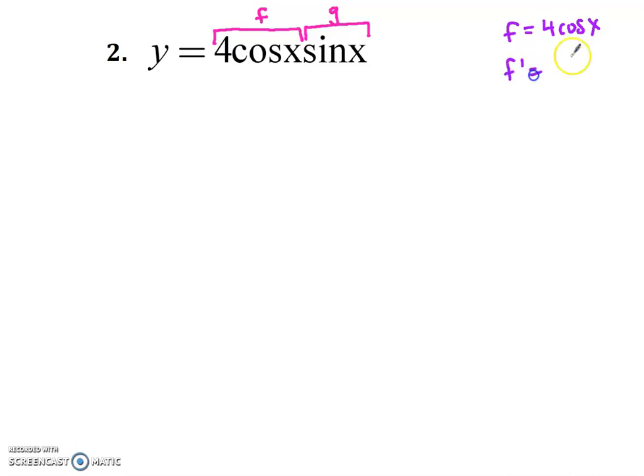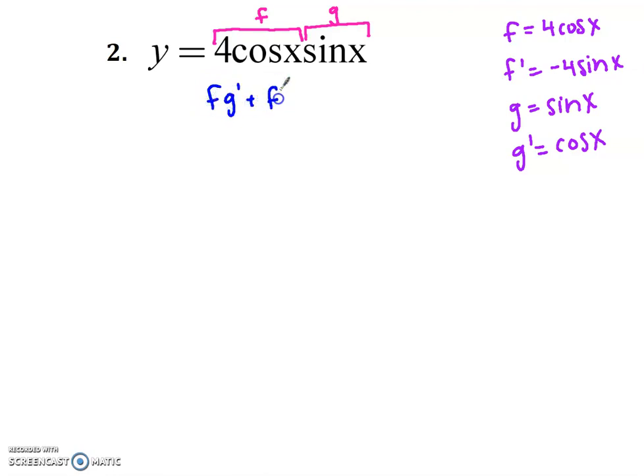And then f prime, that would be the derivative of this. So the derivative of cosine is negative sine. So that'll be negative 4 sine of x. Then for g, we're using sine of x. So then the derivative of sine of x is just cosine of x. Then I can take this and use it for our product rule here.